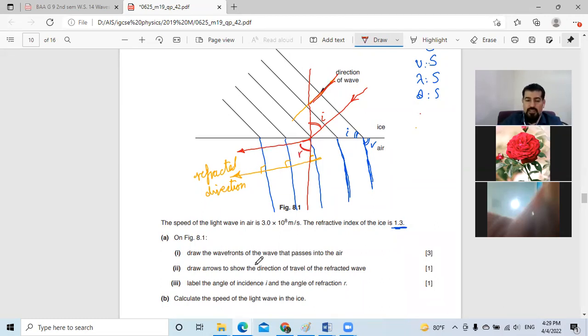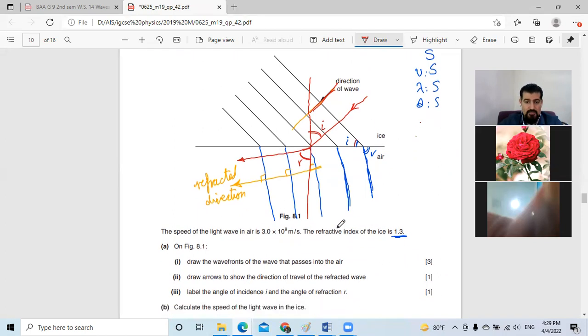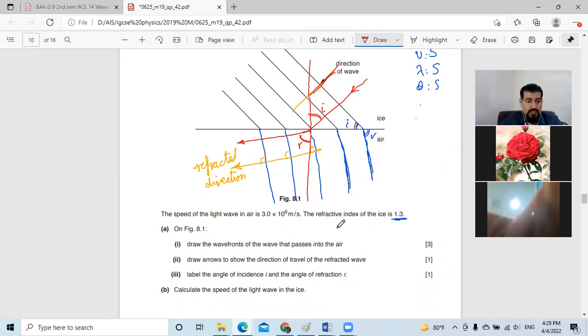Draw the wavefronts, draw arrows to show the direction of the wave travel, and label the angle of incidence and the angle of refraction. If I put a normal, I can do that, but I know that this is the angle of incidence and this is the angle of refraction. According to the 6 S's that I teach my students, the angle in the air will be bigger because the light waves speed up, they are faster in the air. Did I answer your question?